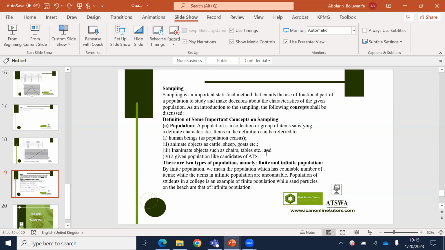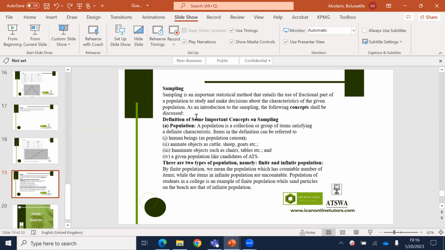You want to know the opinion of people. So let's just decide to pick 500, just to know the opinion of 500 people. Or you can decide to pick 400, and know the opinion of 400 people. So sampling is a statistical method that entails the use of a fractional part, just a part of a population. We are not using the entire population.